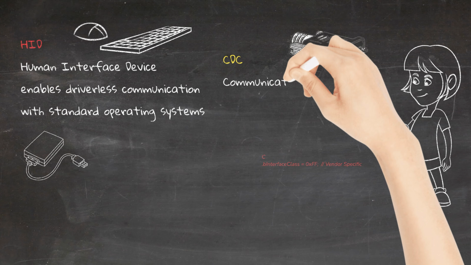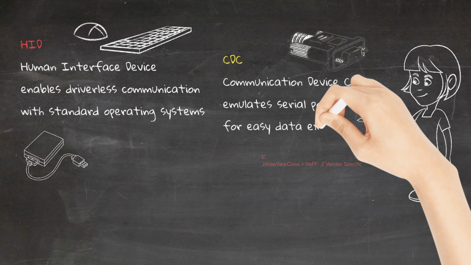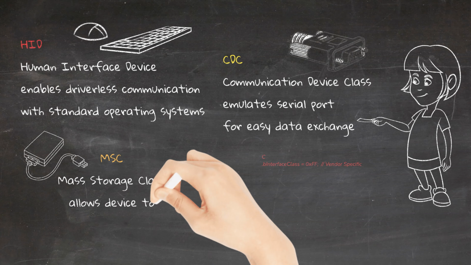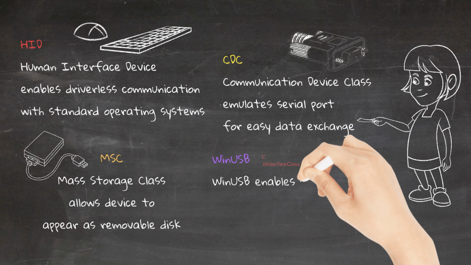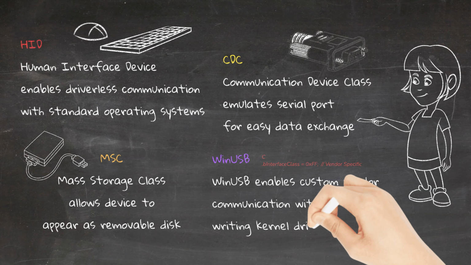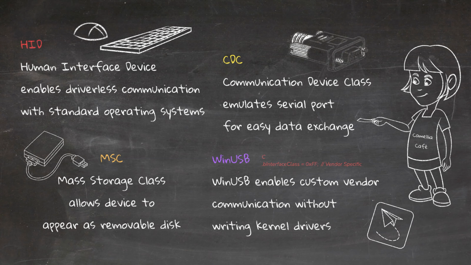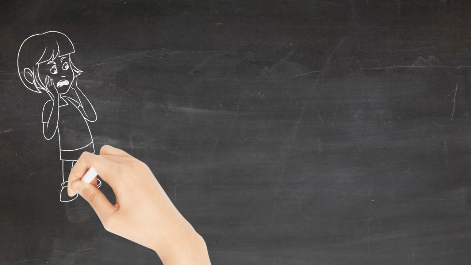Communication device class emulates a virtual serial port, making data exchange easy. Mass storage class allows the device to appear as a removable disk. And WinUSB supports custom vendor communication without requiring kernel driver development. Among these, HID is often the simplest way to get started.